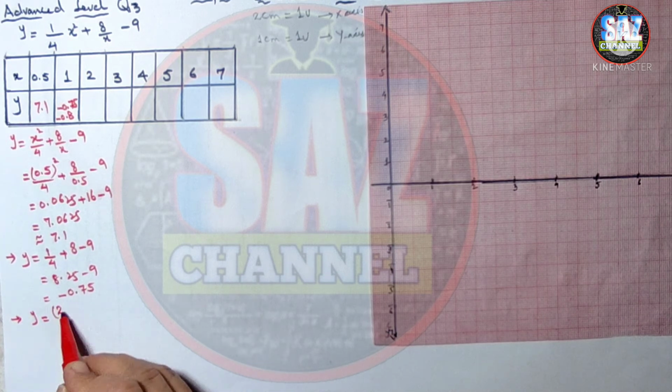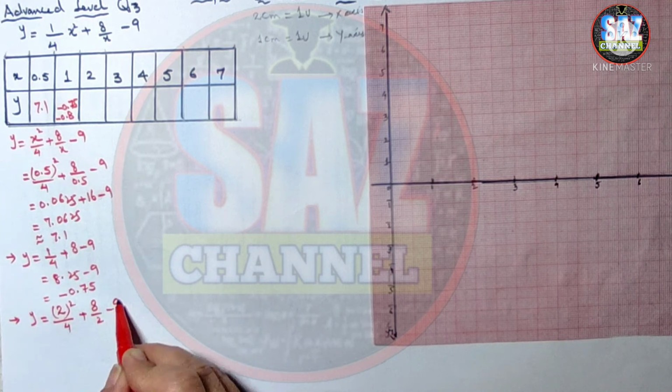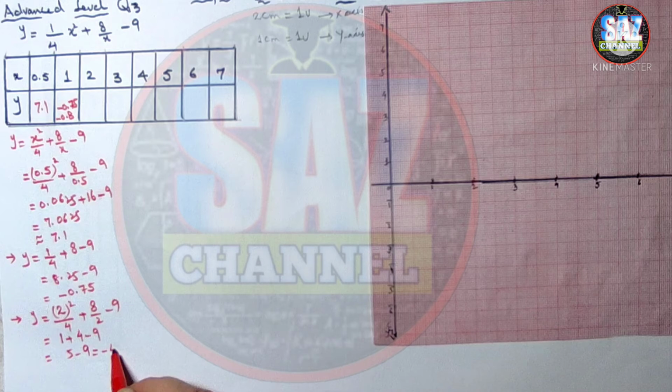And the third is that I have to replace x by 2, and the equation will take the form 2 square by 4 plus 8 by 2 minus 9. 2 square is 4, 4 by 4 is 1, 8 by 2 is 4, minus 9. Now 4 plus 1 is 5, 5 minus 9, and it gives me minus 4.